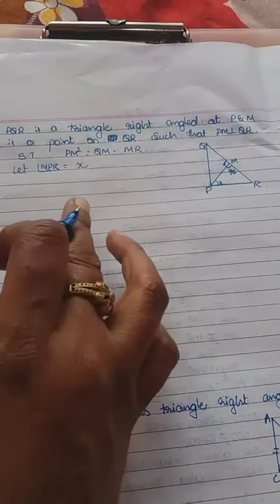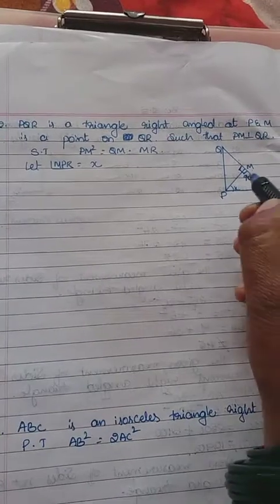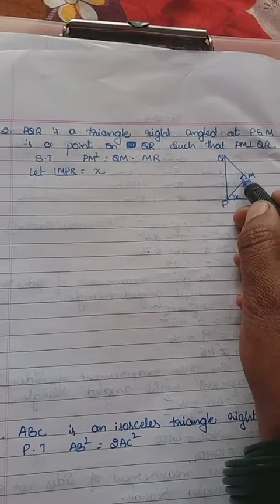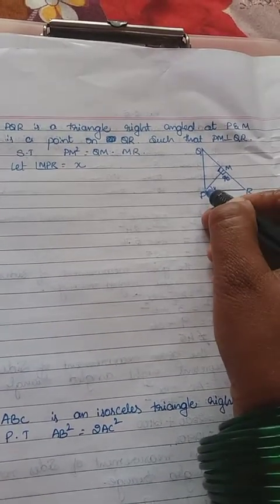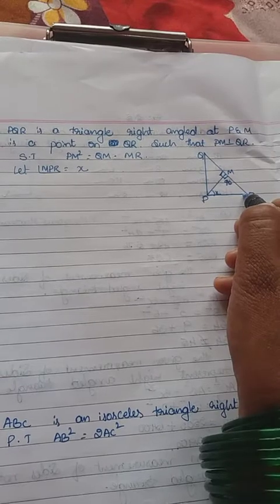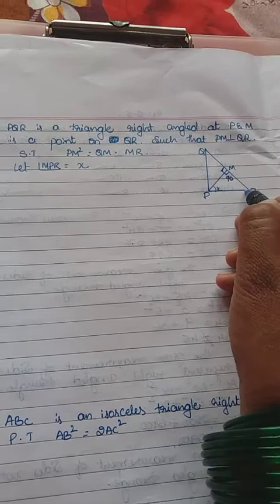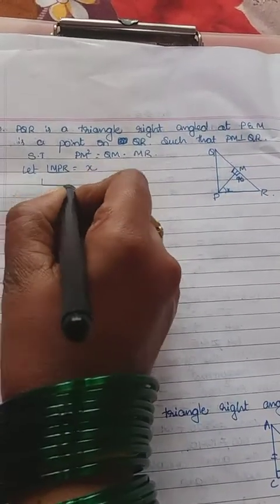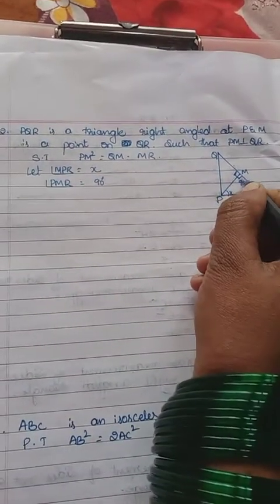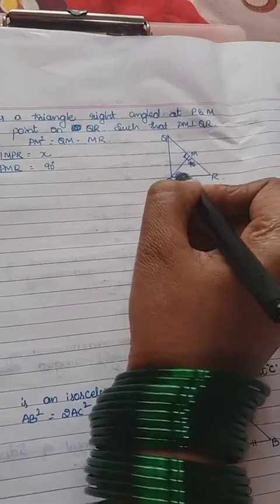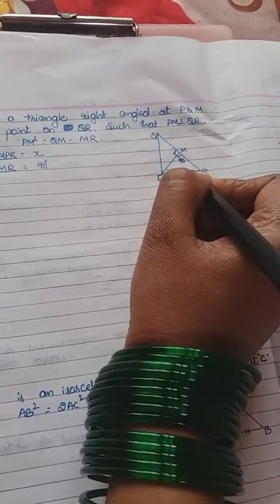So if MPR equals X, what happens next? They have given here it is a 90 degree, both sides; here also it will be 90 degree, I mean PMR is 90 degree, right? PMR is how much? 90 degree. So for the triangle, they have given angle PMR is 90 degree. We know that in a triangle the sum of angle P, angle M and angle R is 180 degree, because the sum of the angles is 180 degree.